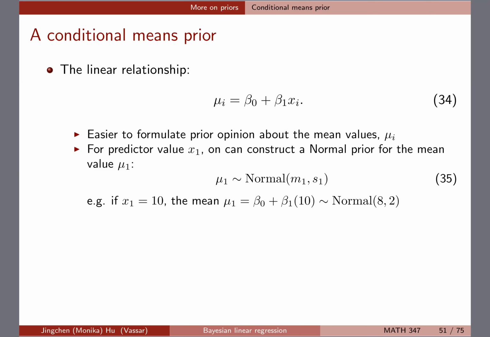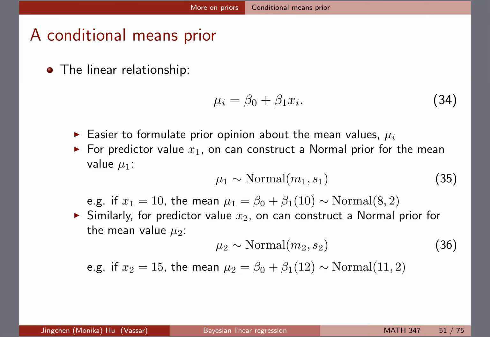Then for another value, x2, if I think the log income is 15 and I think the mean, mu2, is going to be normal with mean 11.2, then I can assign this directly to mu2. The reason we're doing two sets, mu1 x1 and mu2 x2, is that we have two unknowns to solve, beta 0 and beta 1. There are two of them because it's simple linear regression.